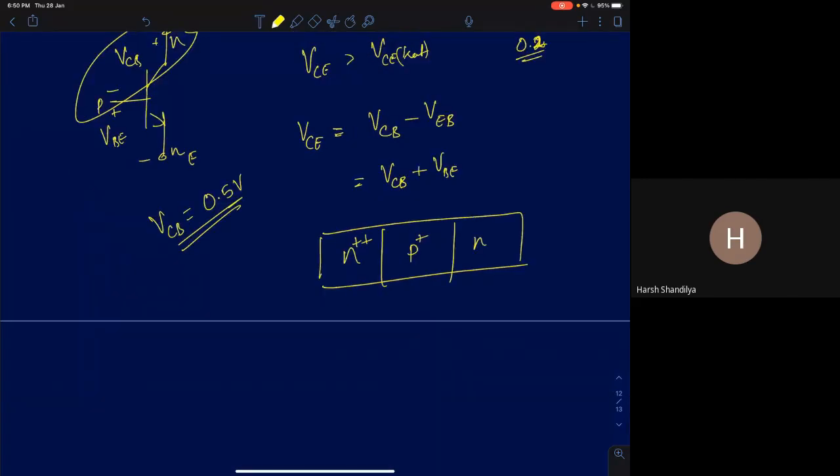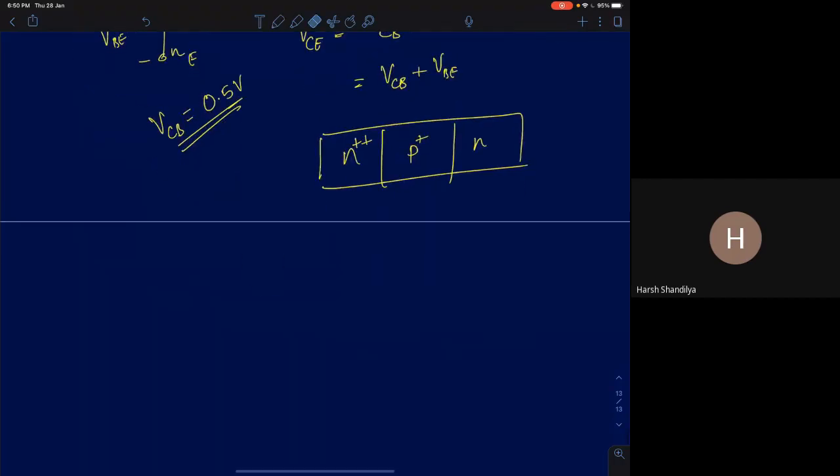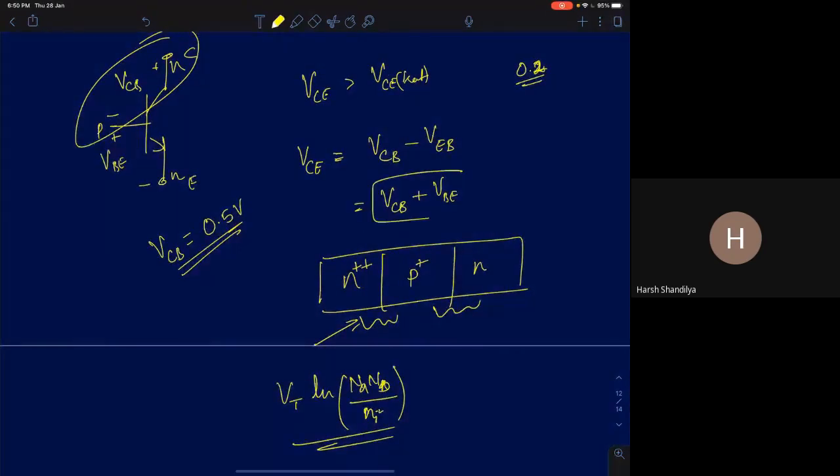So which junction will have a higher built-in potential? Built-in potential depends on what? VT ln NA by ni square, right? So whichever region has higher doping concentration will have a higher built-in potential. So this region obviously will have higher built-in potential, this one, compared to this. So this value VBE plus VCB can also be written as VBE minus VBC.